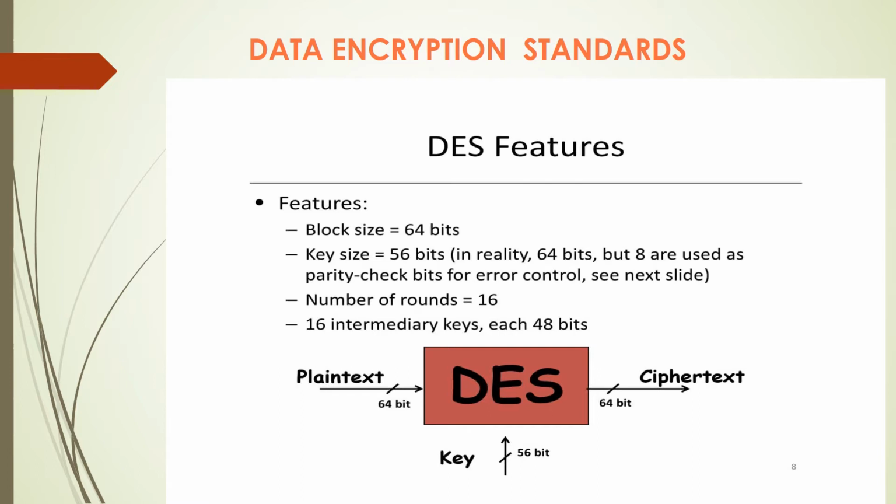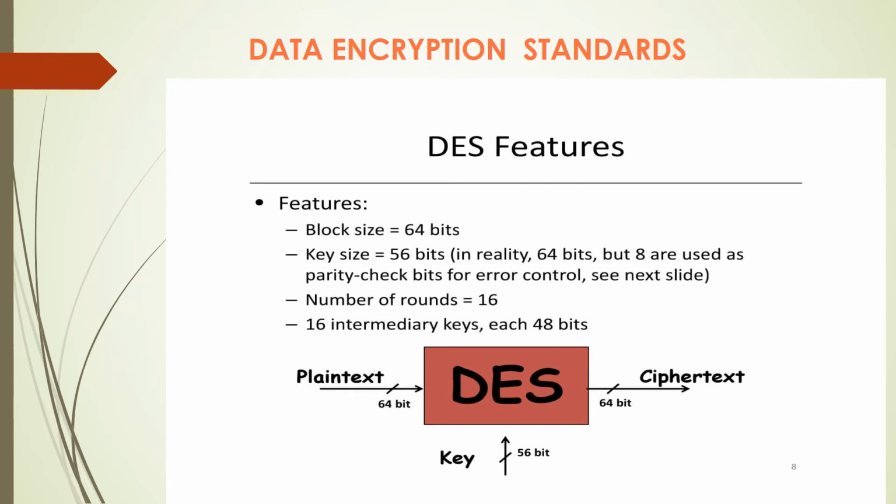DES uses 64-bit blocks for encryption and decryption. Here 16 rounds of transposition and substitution are performed in order to achieve DES. Here transposition means the alphabets present in the plain text will be arranged in other places.